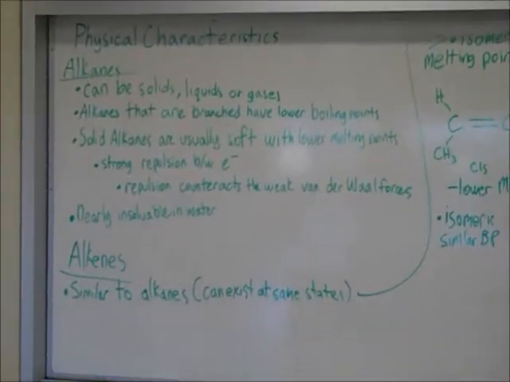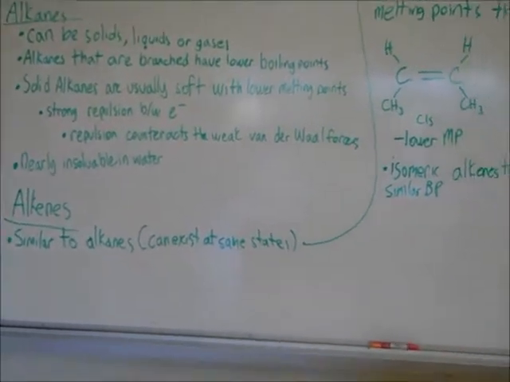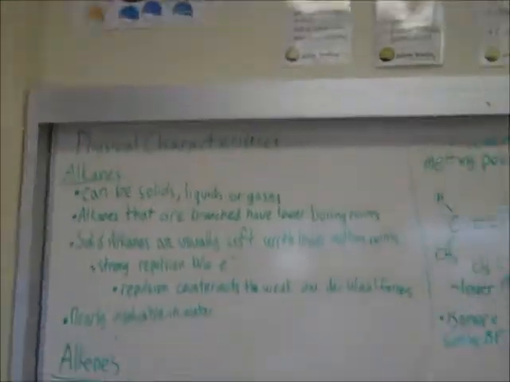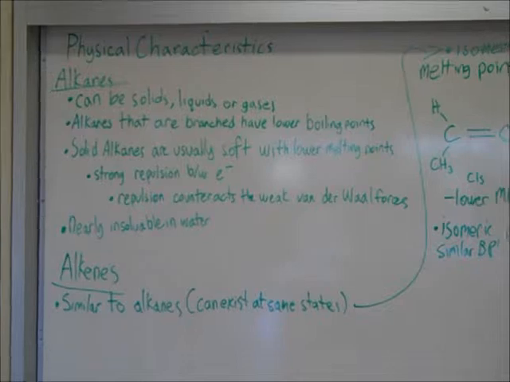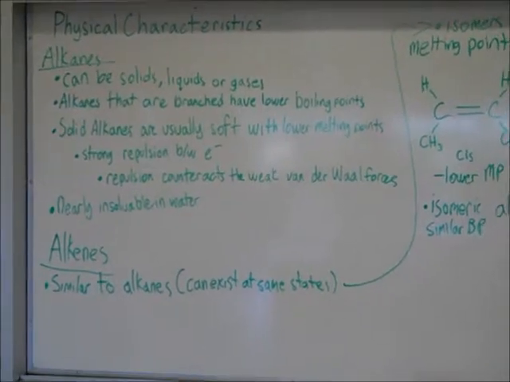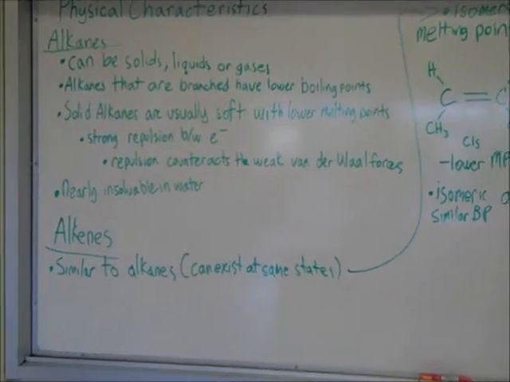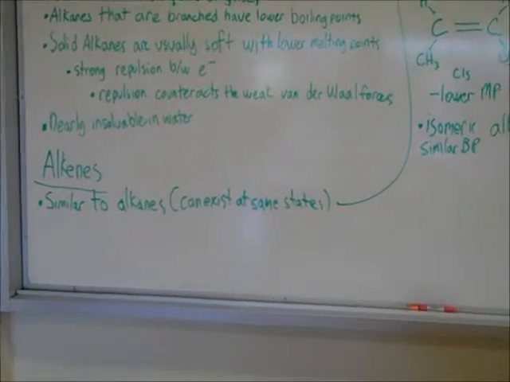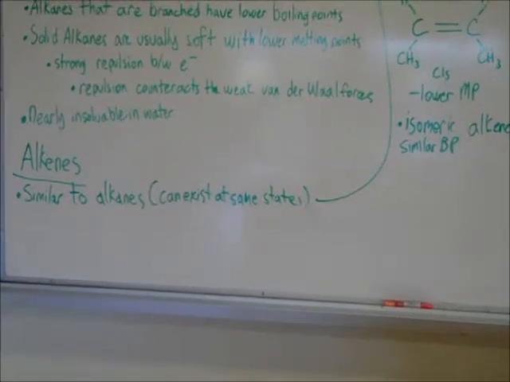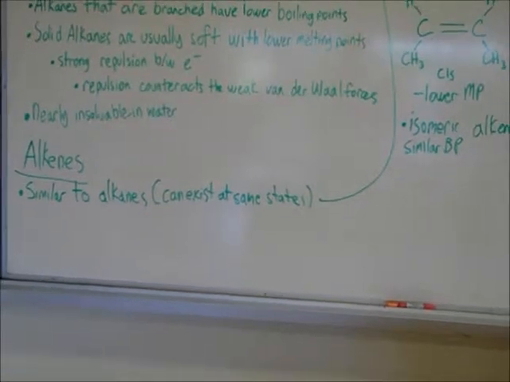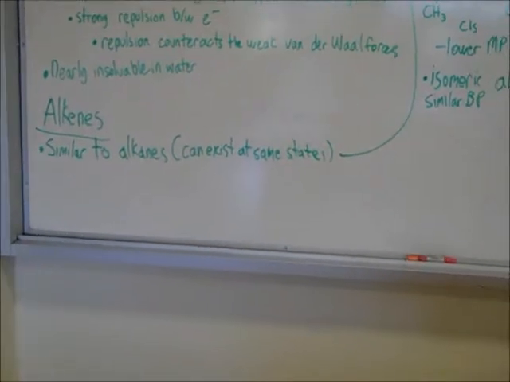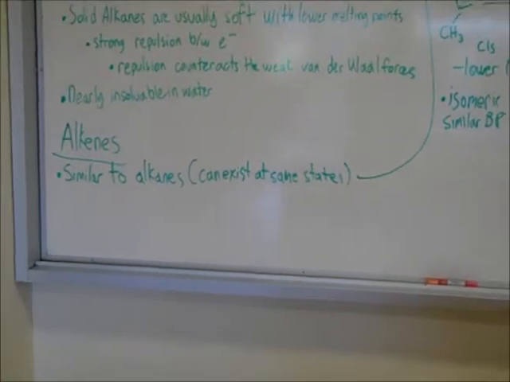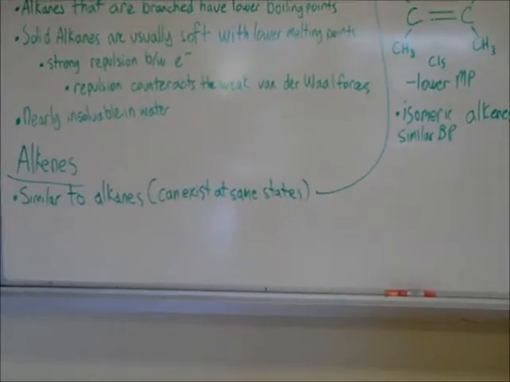Okay, so our project is on alkanes, alkenes, and alkynes, and I'll start off with the physical characteristics. Alkynes can exist as solids, liquids, or gases at room temperature. Alkanes that are branched generally have lower boiling points than unbranched ones. This is because of the greater van der Waals forces between unbranched alkanes. Alkanes can also be dipole-dipole.